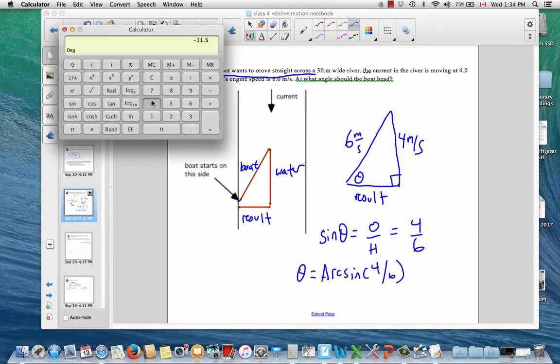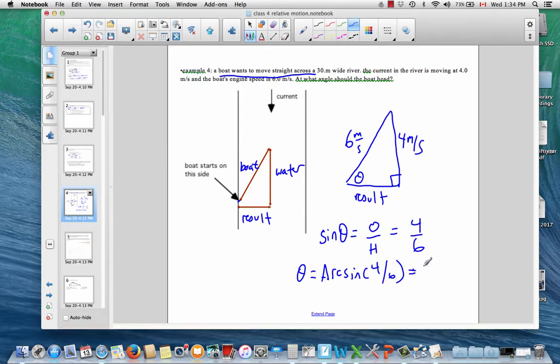Let's see what that is. 4 over 6, 2/3, of course. Inverse sine gives 41.8 degrees. So we've got to aim 41.8 degrees upstream. Oh, that's bad spelling. That will be our heading to have a resultant that's straight across the river.